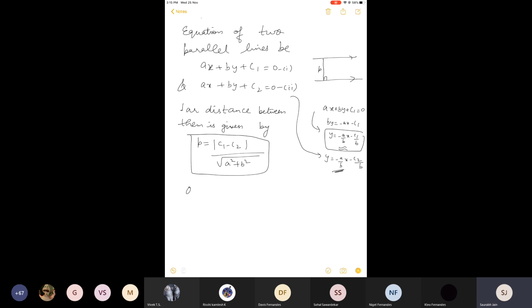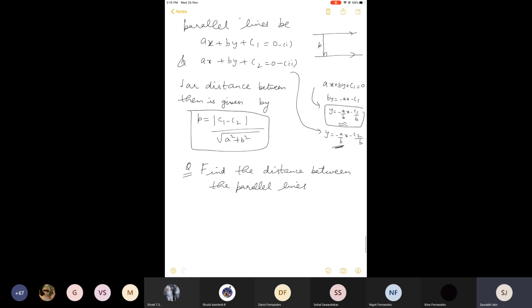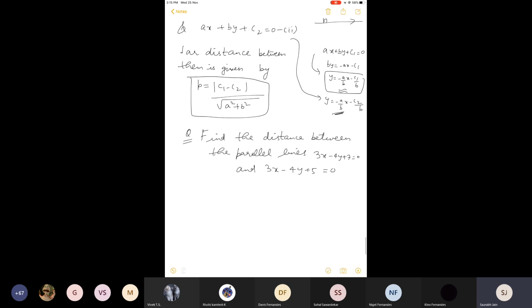We will solve just two questions and that will be the end of the chapter. Find the distance between the parallel lines 3x minus 4y plus 7 is equal to 0, and 3x minus 4y plus 5 is equal to 0. Solve this question quickly and tell me what is the answer.